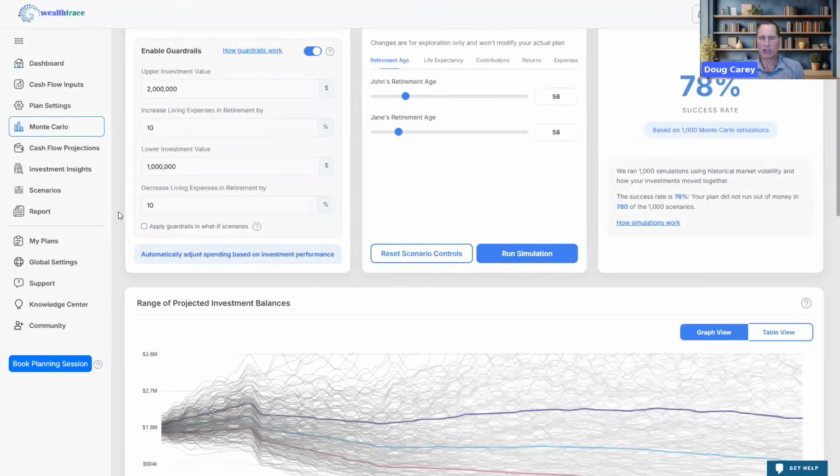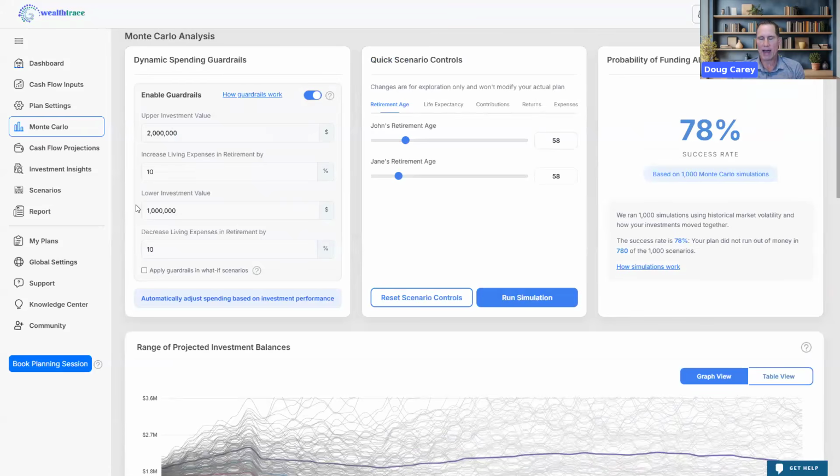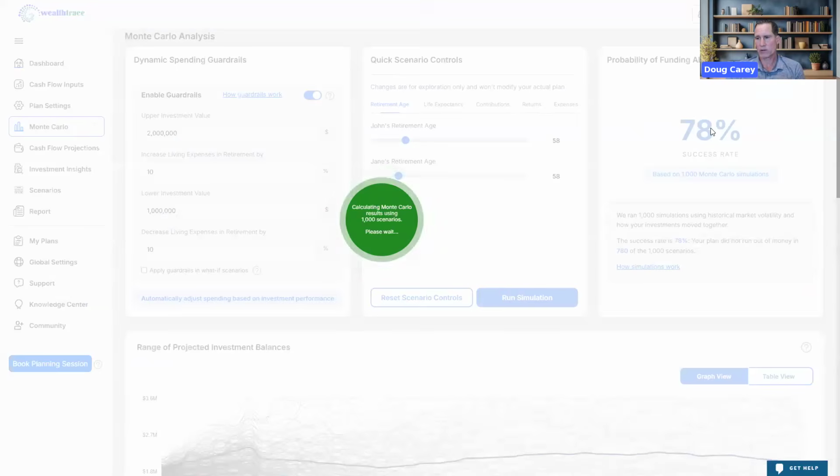Now, that's just a starting point. I believe if you're going to use this, you should play around with it. Come up with realistic thresholds that you really can stick to, and see which ones do anything to your plan, right? See which ones work and that you actually feel comfortable with. So let's run it. Let's see how much their Monte Carlo result changes.